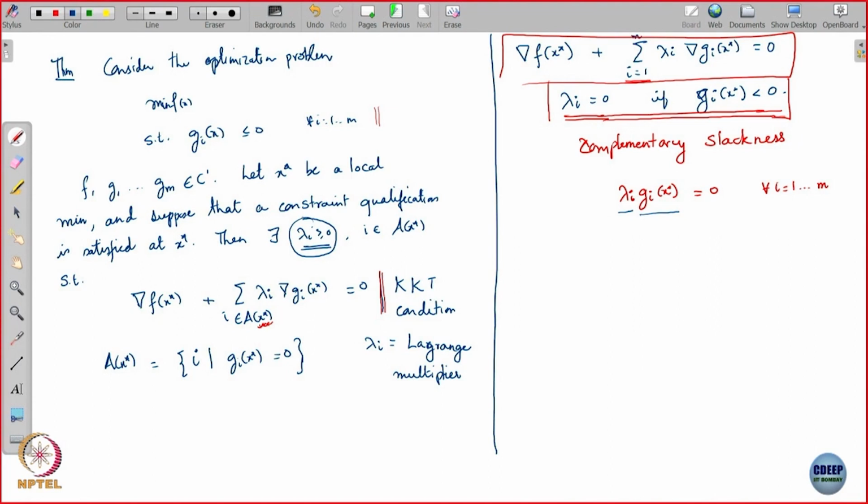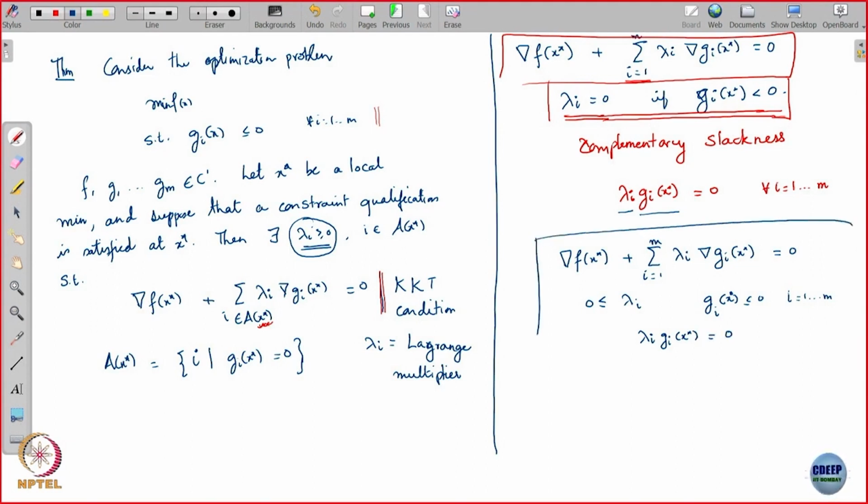So, the way KKT conditions are often written then is in this sort of comprehensive form. You have gradient of f plus the sum from I equal to 1 to m of lambda I gradient of gi at x star equals 0, and you have lambda I greater than equal to 0, gi of x less than equal to 0, I running from 1 to m, and you have lambda I times gi of x star equals 0. So, these are your KKT conditions.